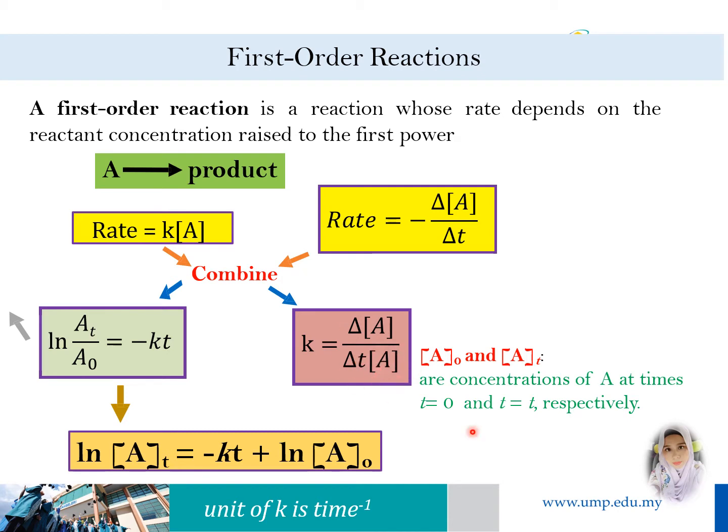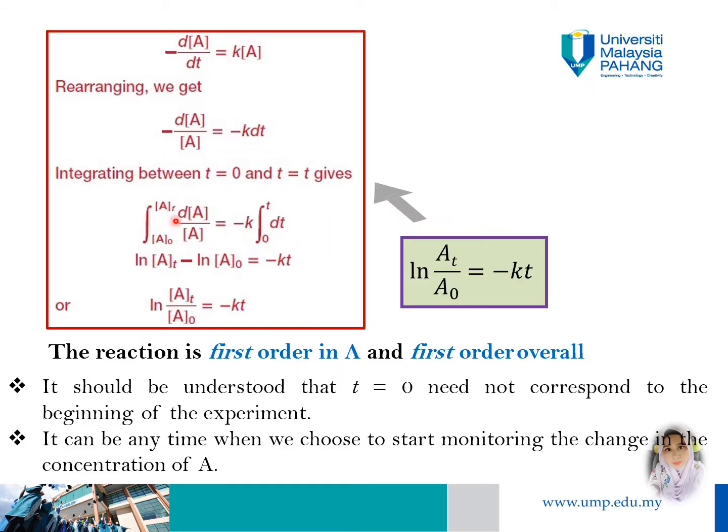multiplied by the concentration of A, so that we can get this equation, which is ln of the concentration of A at any time over the initial concentration of A equal to negative kt. So when we integrate these equations, from concentration A at time 0 to concentration A at the final time, it is equal to dA over A equal to negative k integral from 0 to t of dt. So we can get these equations for the first order reactions.